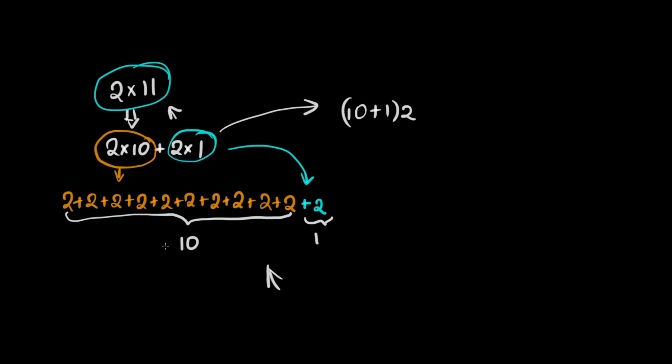I will just say, oh, I have 10 twos, and I want that to happen, right? And I see, oh, what's left is 1 two. So I will add 2 here, basically just saying I have 2 times 1. I added 2 times 1.